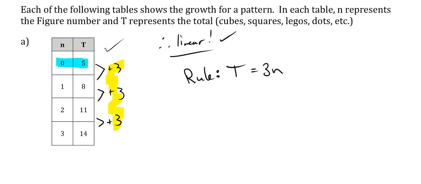Each of the following tables shows a growth for a pattern in each table. N represents figure number, T represents... This is the same instructions that we were trying to read before when Emma pointed out that I was working on the wrong sheet. Okay, so here we go. How do we do this?